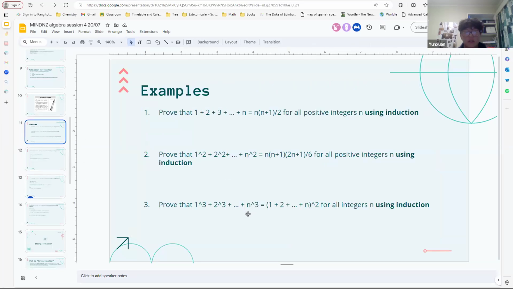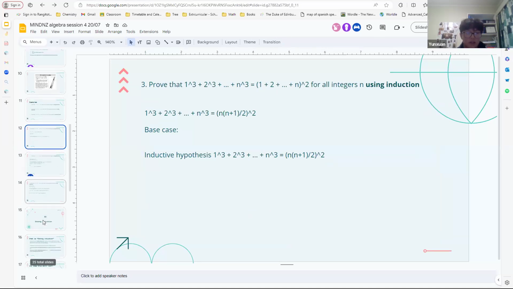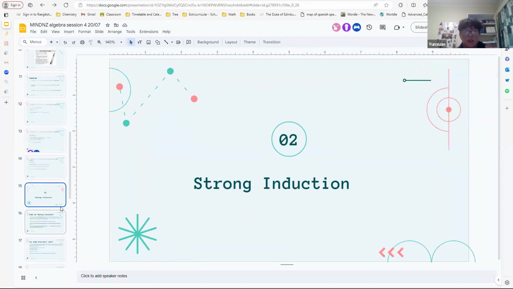So now we've discovered that induction is very helpful for proving the sum of a sequence: the sum of consecutive numbers, sum of consecutive squares, and sum of consecutive cubes. But it can also be extended to higher powers. So now we'll cover an alternate form of induction known as strong induction. Ash will present this.